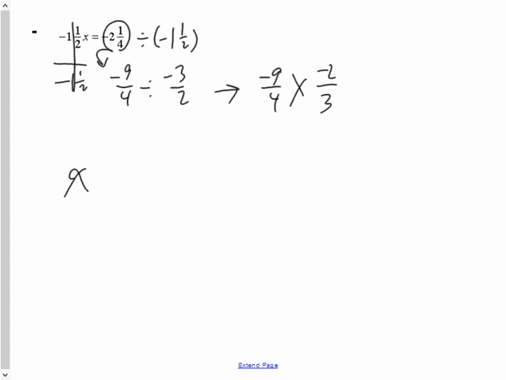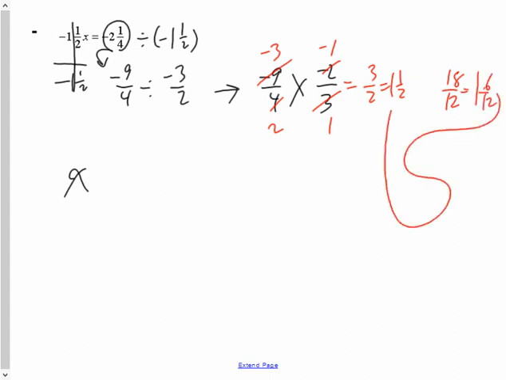If you can cross-reduce, you should do so. You don't have to. If you don't cross-reduce, you get 18/12. If you do cross-reduce, this will become negative 3/1 and negative 1/2, which will leave you with positive 3/2 or 1 1/2. And over here, this will be 1 6/12, which will reduce down to still 1 1/2. So x will equal 1 1/2.